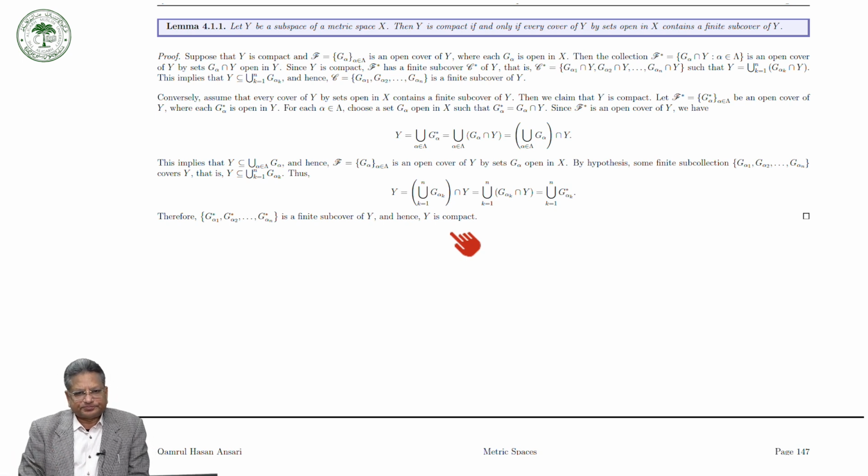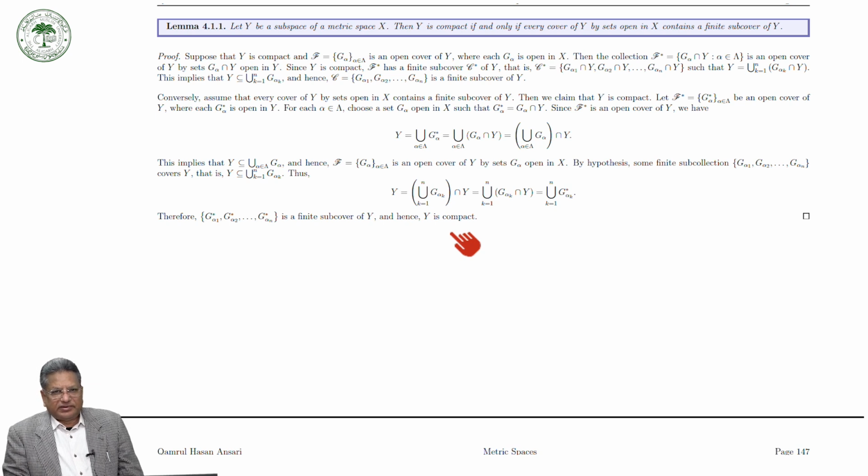So this way we can restate the definition of a compact subspace. We can say that a subset of a metric space is compact if and only if every open cover of the subset has a finite subcover, whether the elements of the covers are open in the whole space or in the subspace, no matter. Okay, so this is a very important result.